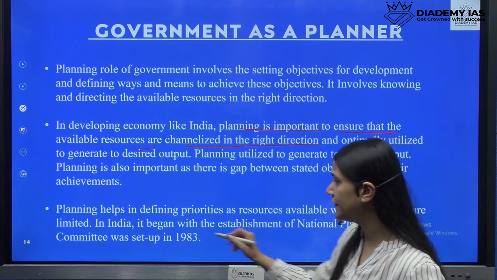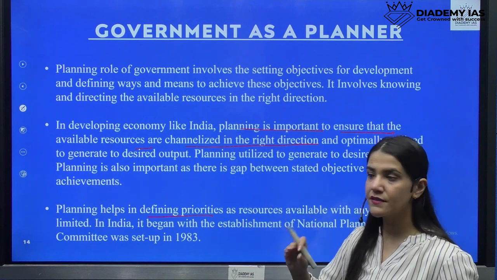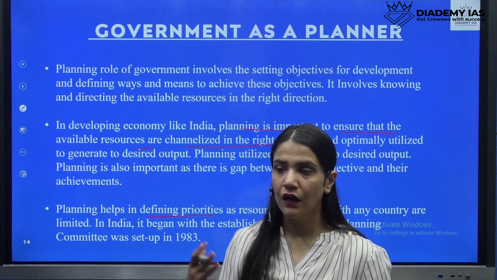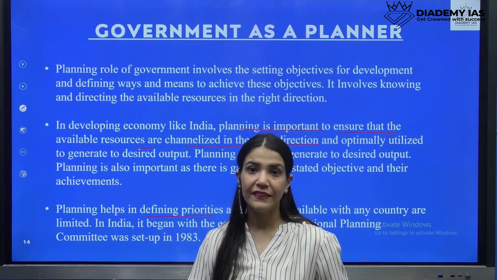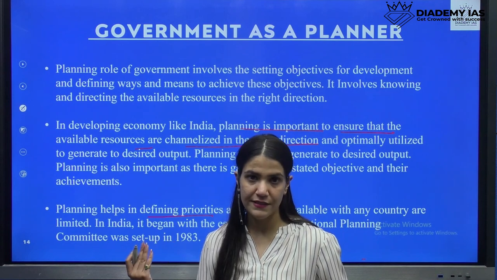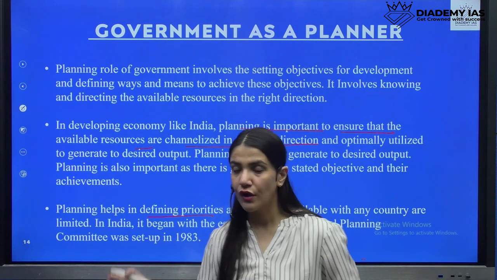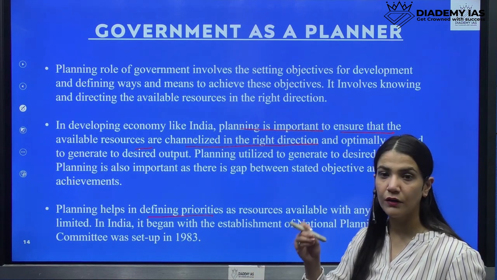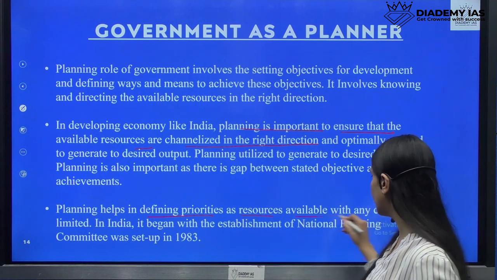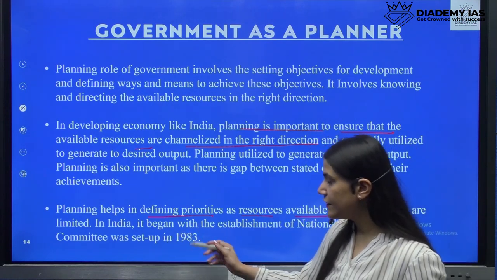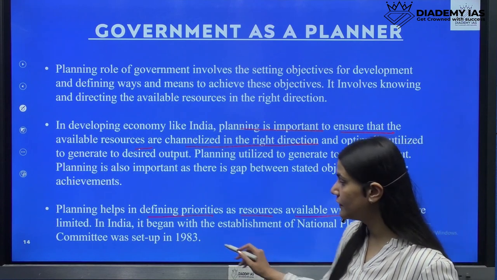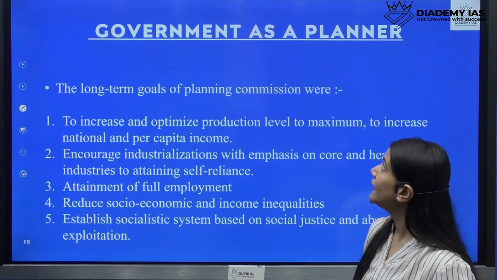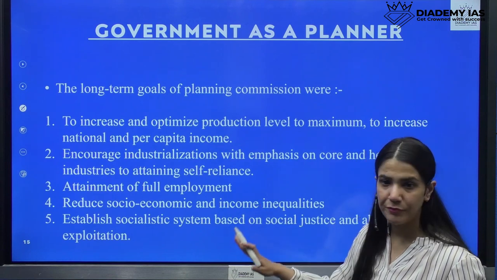Planning helps in defining priorities. The priorities are very clear because there is a team of people who are well versed with forecasting of the future and have a very good idea about the past experiences that our country has gone through. So those experts help in defining or listing the priorities of the resources available with any country. And in India, we know that the Planning Commission was set up in the year 1983. Now government as a planner has certain five major roles to play.